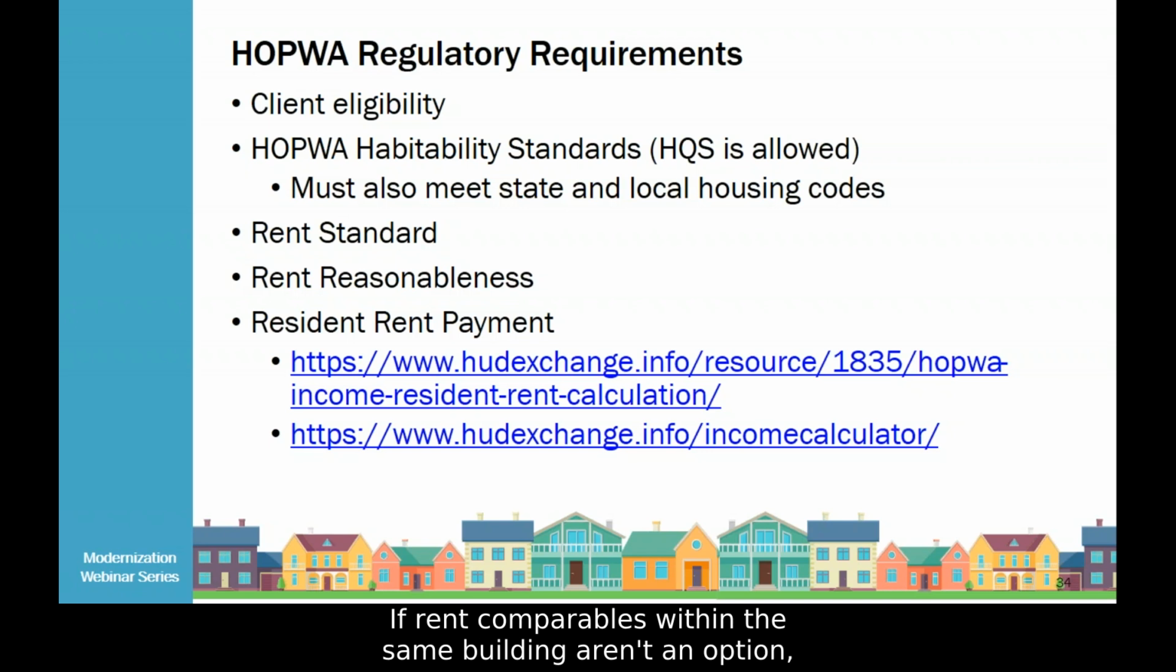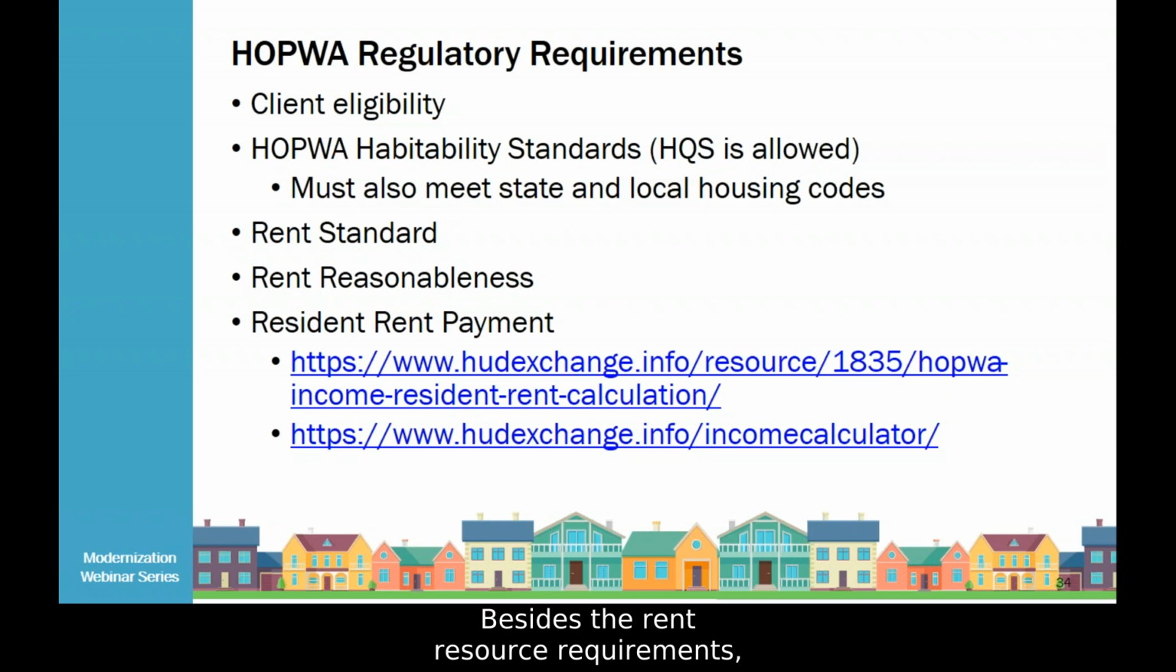If rent comparables within the same building aren't an option, then you'll need to find other units in the nearest vicinity, and you have to document all of that in the file. Rent reasonableness has to be documented at initial lease up, annually, and then if the property owner makes a request for a rent increase.